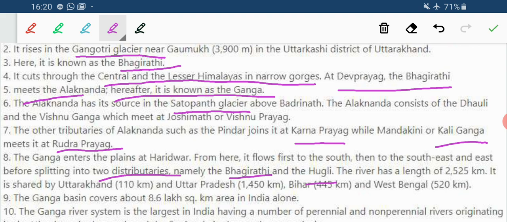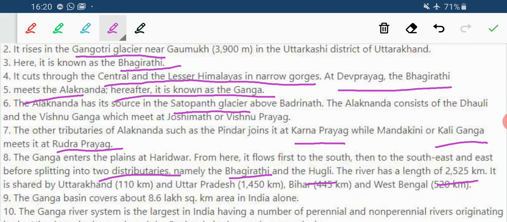Now the river has a length of 2525 km, and the Ganga covers an area of 6 lakh square kilometer in India alone, because it is the main river of India and it is the largest drainage basin of India. And the Ganga river system is the largest, having a number of perennial as well as non-perennial rivers.